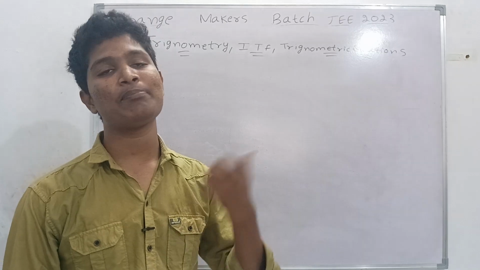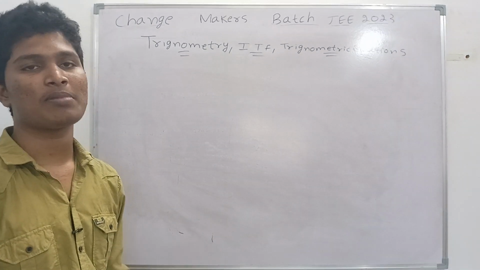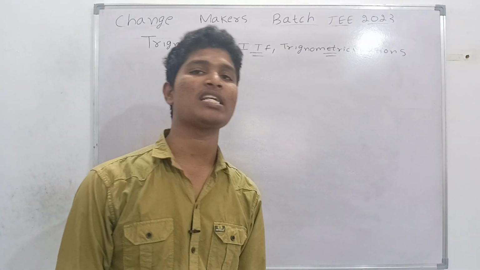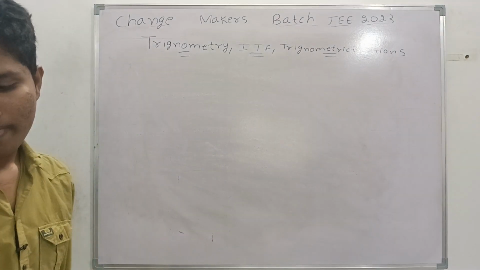Tan 2x, you can simply write as sin 2x by cos 2x. Sin 2x is 2 tan x by 1 plus tan square x. Cos 2x is 1 minus tan square x divided by 1 plus tan square x. So you can divide and get the answer 2 tan x divided by 1 minus tan square x.